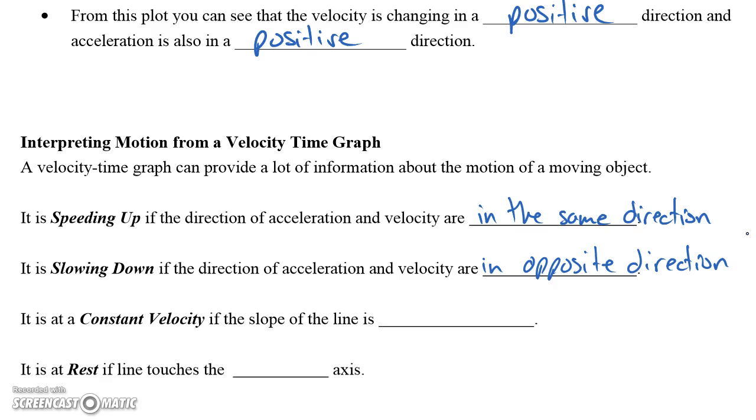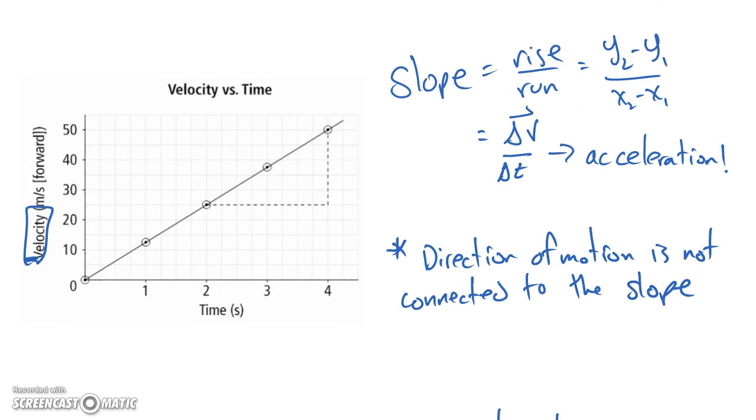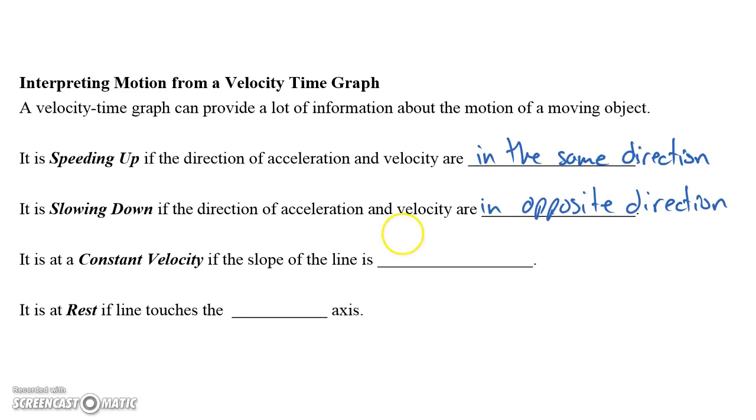How do we know if it's at a constant velocity? Well, after this 4-second mark, if I wanted to stay at 50 meters per second, that's my constant velocity. I have to make sure that my graph says that. So over time, my line would stay on 50 meters per second. So the slope is 0, so we get a horizontal line.